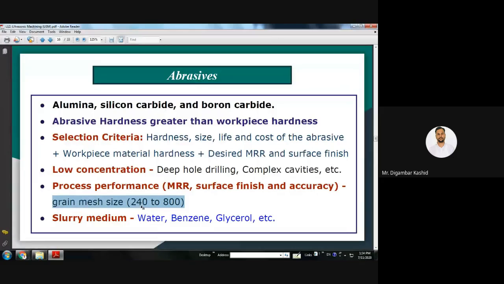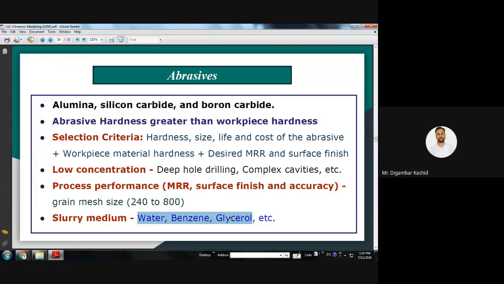Now, as we are preparing the abrasive slurry for the USM process, and I just talked about the abrasive, let us discuss the abrasive carrying liquid. The abrasive carrying medium can be water, benzene, and so on. Normally water is recommended for most cases as the abrasive carrying medium.